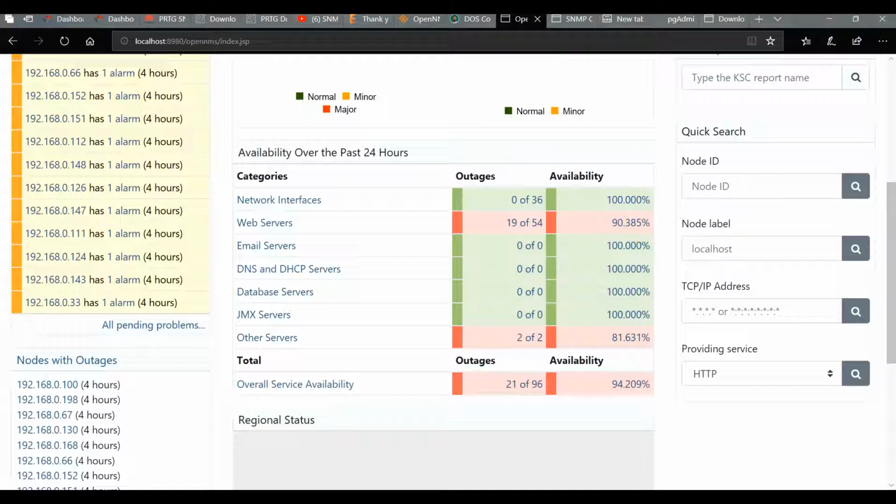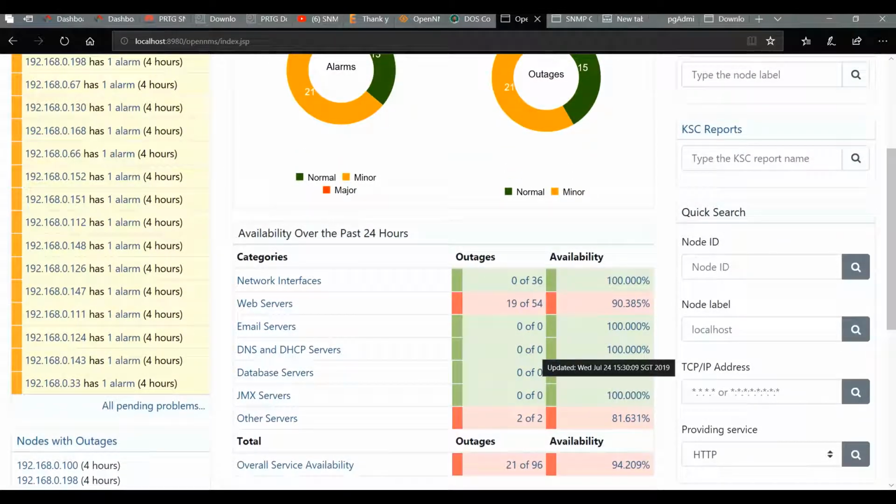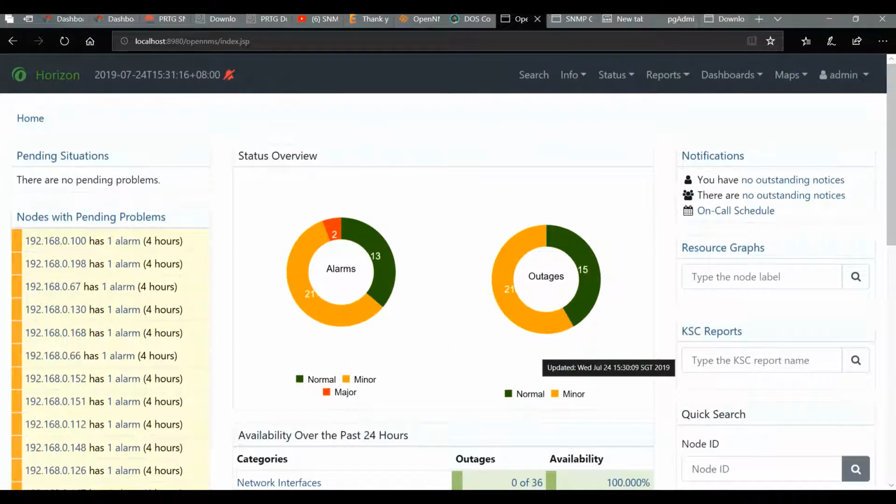As you can see, we have more greens than red. That means our network system is quite good. In the categories we have network interfaces, web servers, email, etc. And in total we have overall service availability. For outages we have 21 out of 96, and availability is 94%. So it means this network management system is usable.